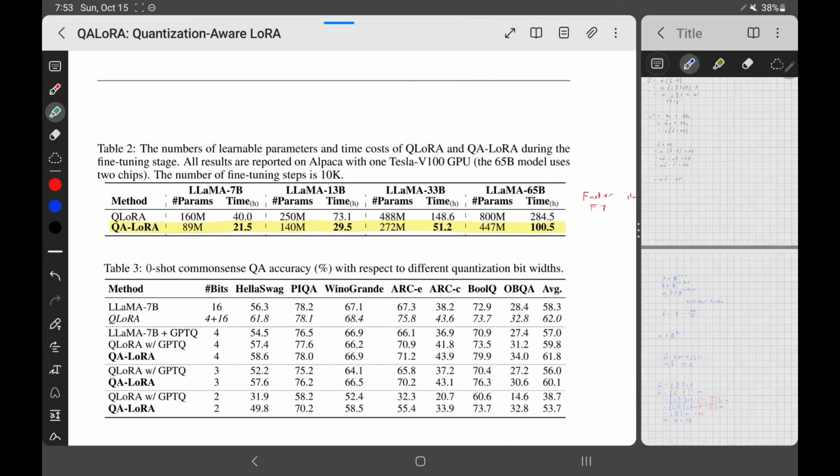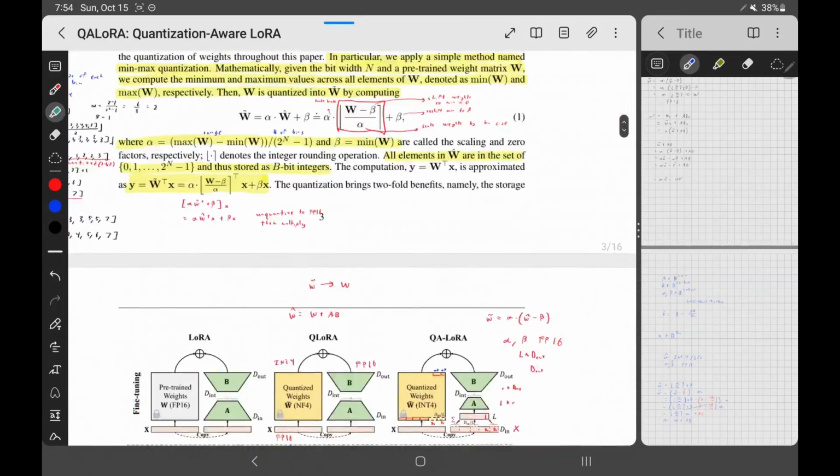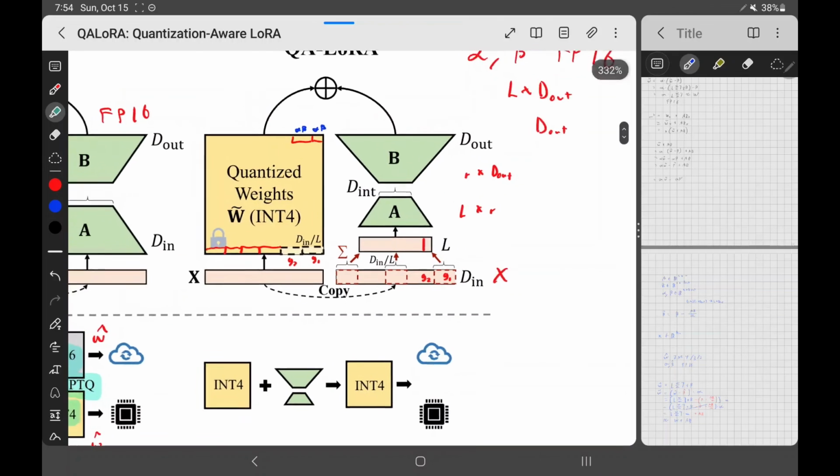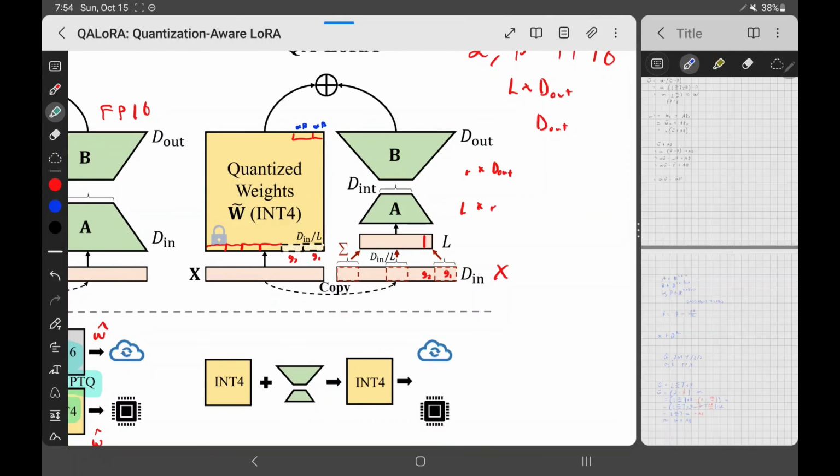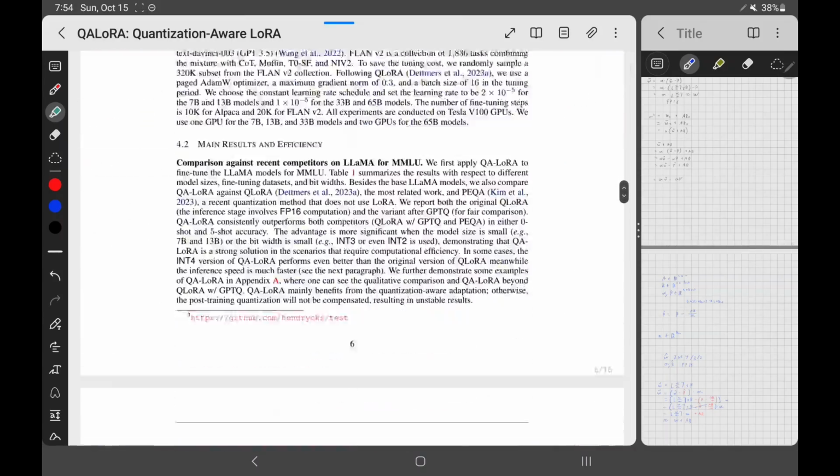Now, what about the time and the memory requirements? So what do they have here? The number of learnable parameters and time cost of QLoRA versus QA-LoRA during the fine-tuning stage. So if we look here, it's not just better in terms of accuracy. QA-LoRA has fewer parameters, but it also takes less time because it has fewer parameters. And that's because the A matrix here is smaller. Even though you're storing alphas and betas for your W, since A is going to be a lot smaller, since you have a small L, then you store fewer parameters in general, which is what they show here.